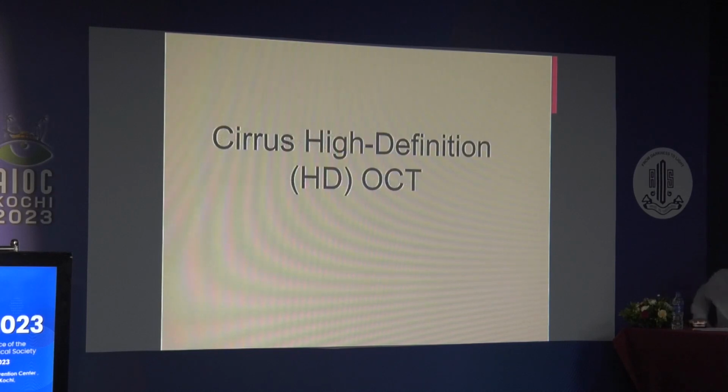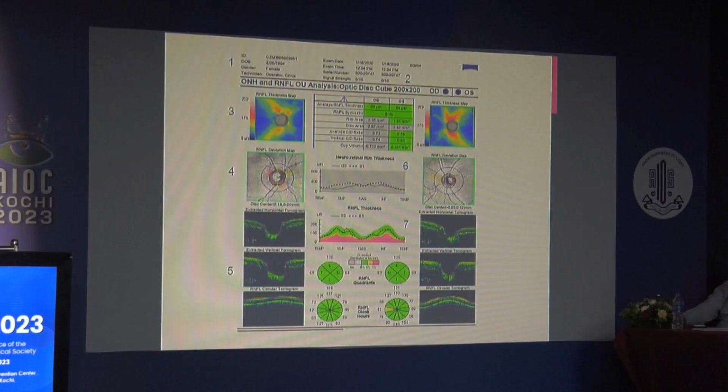I will be talking about Cirrus HD because we are using this, and I have no financial interest. I have divided the whole printout into 7 parts. We usually come directly to parts number 6 and 7, but before that there are 5 parts which we should consider before going to 6 and 7.